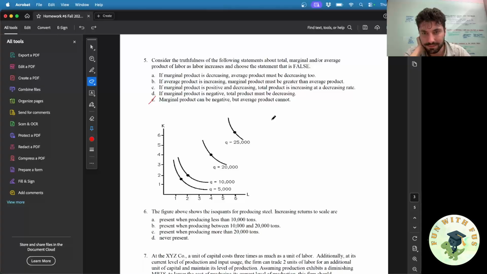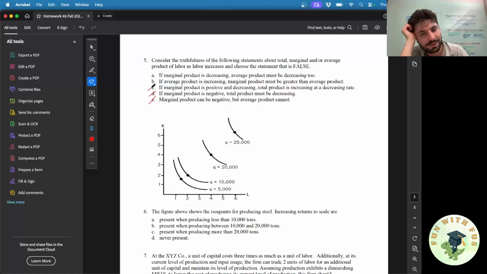So this is just saying, if marginal product is negative, it's like every time I make a product, it decreases our total amount of product. That's just by definition what a negative derivative means. If marginal product is positive and decreasing, so every time I make something it is in fact positive, but it's at a decreasing rate, total product is increasing at a decreasing rate. I think that would make sense.